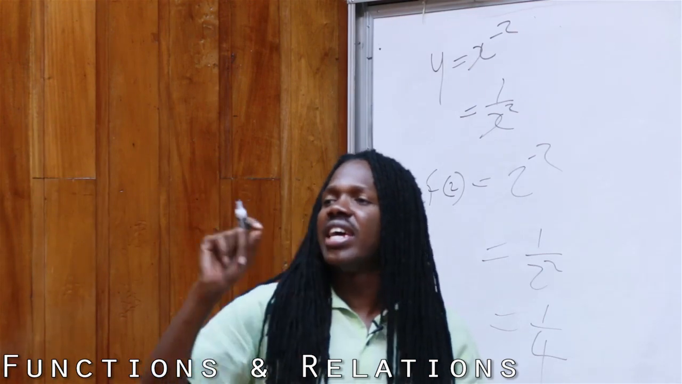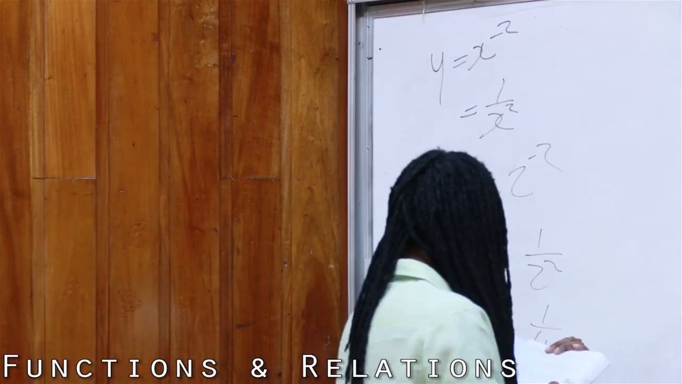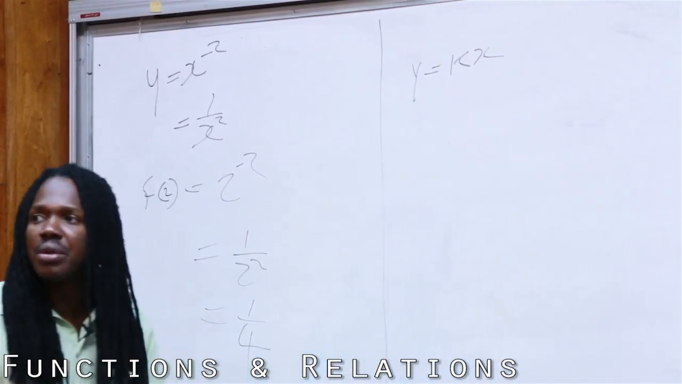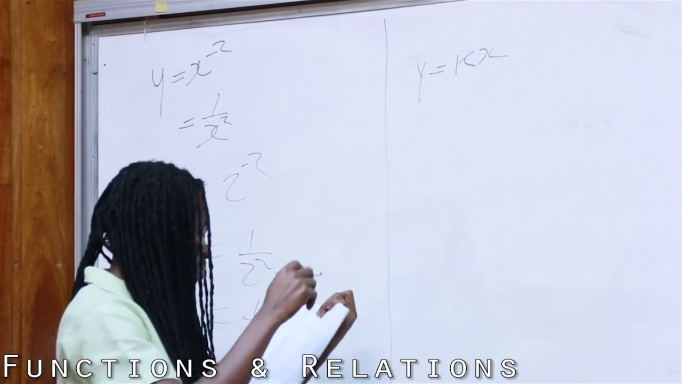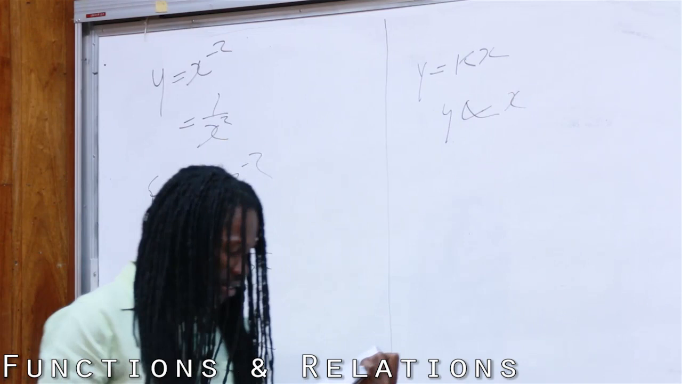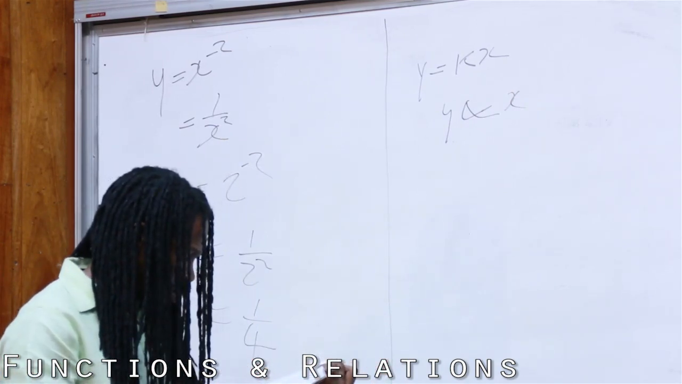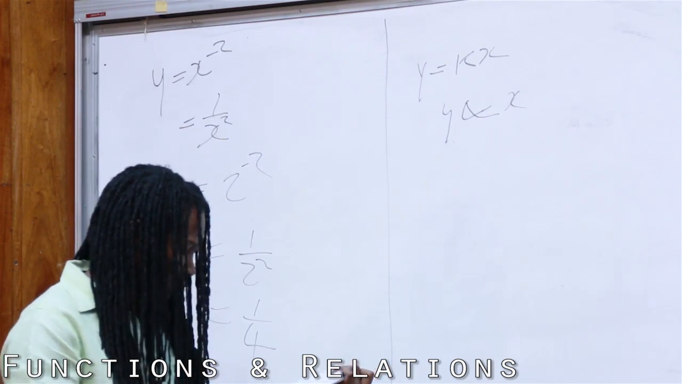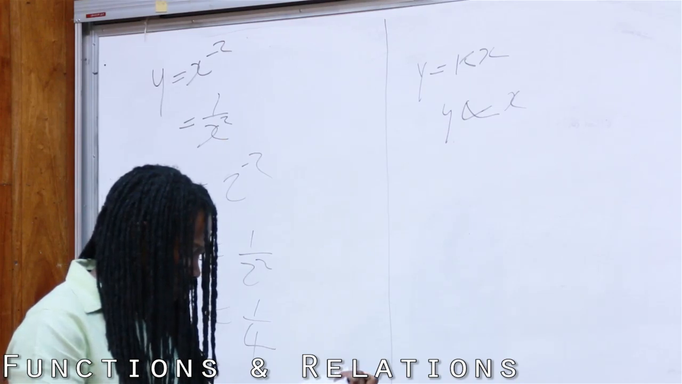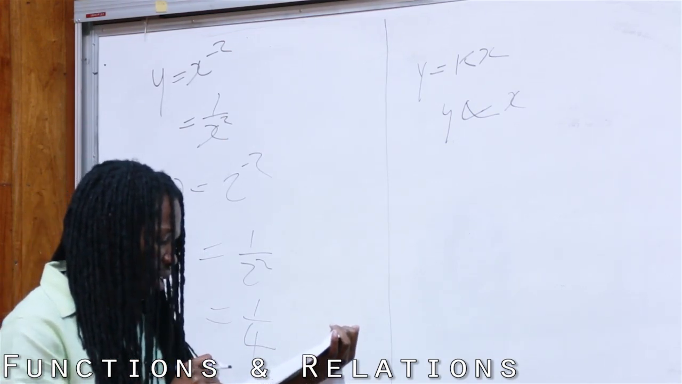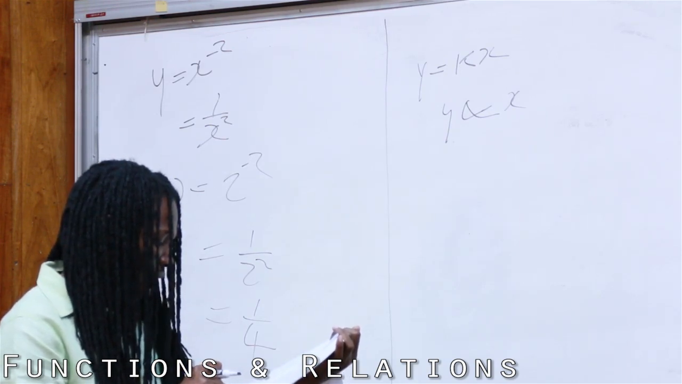If they say it varies directly, that is, if y varies directly as x, then y is equal to kx, where k is a constant. This is usually written that y varies directly as x. Now, let me find one. If y is directly proportional to x, and y equals 2 when x equals 5, find the value of y when x equals 6.